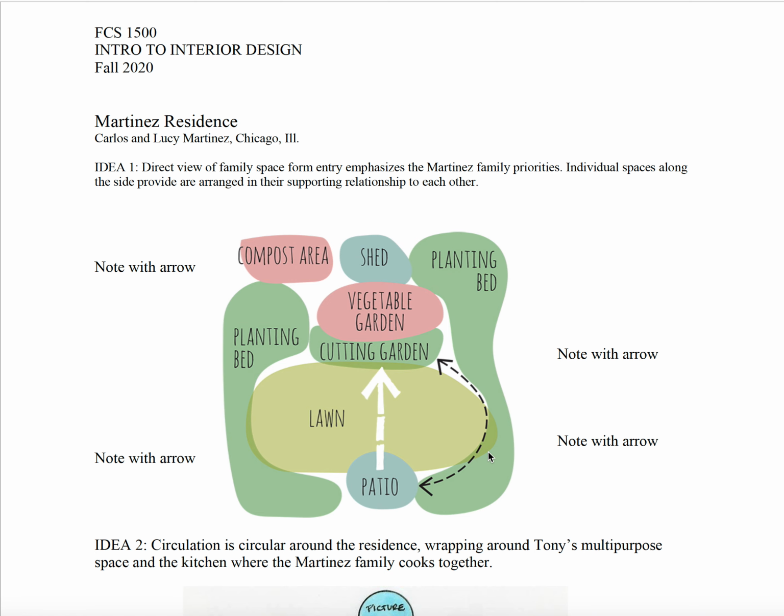So thinking about where the kitchen might be located and what the kitchen supports. So perhaps the dining, the family, Lucy's workspace. It might need to be somewhat centrally located to Carlos's office and Tony's area.